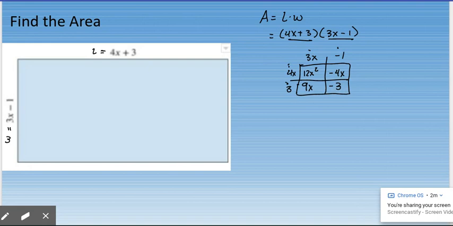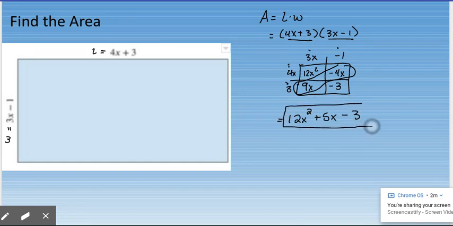I add up my like terms, so I have 12x squared. My x's get added up: 9 plus negative 4 is 5x, minus 3. And that is my area. Now you could put on there units squared if you really felt like it. Okay, so that's area of a rectangle.